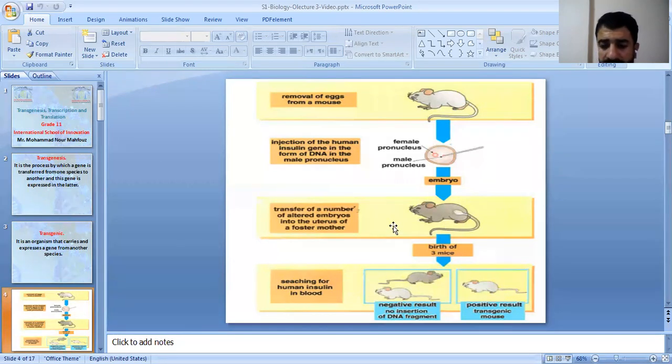What was the result? The result was the birth of 3 mice. 2 of them showed a negative result, meaning that there is no insertion of the DNA fragment, meaning that there is no insertion of the human insulin gene in the form of DNA, while 1 shows a positive result, meaning that it shows the human insulin gene in the mouse. So this mouse is said to be transgenic. Why? Because it expresses a gene from another species.